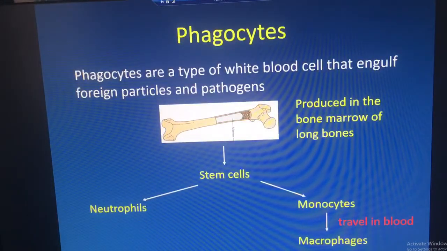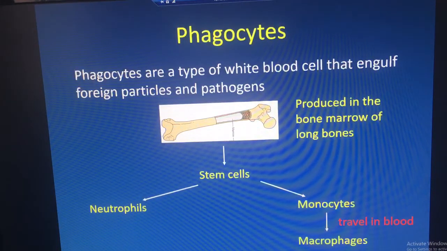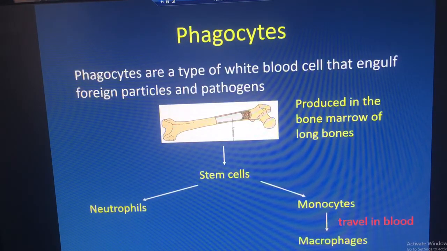So phagocytes are a type of white blood cell whose role is to engulf foreign particles and pathogens that have got past the body barriers. Please do not say they eat the pathogens. Do not call them cell-eating cells. That's a GCSE phrase that would not be accepted at A level.